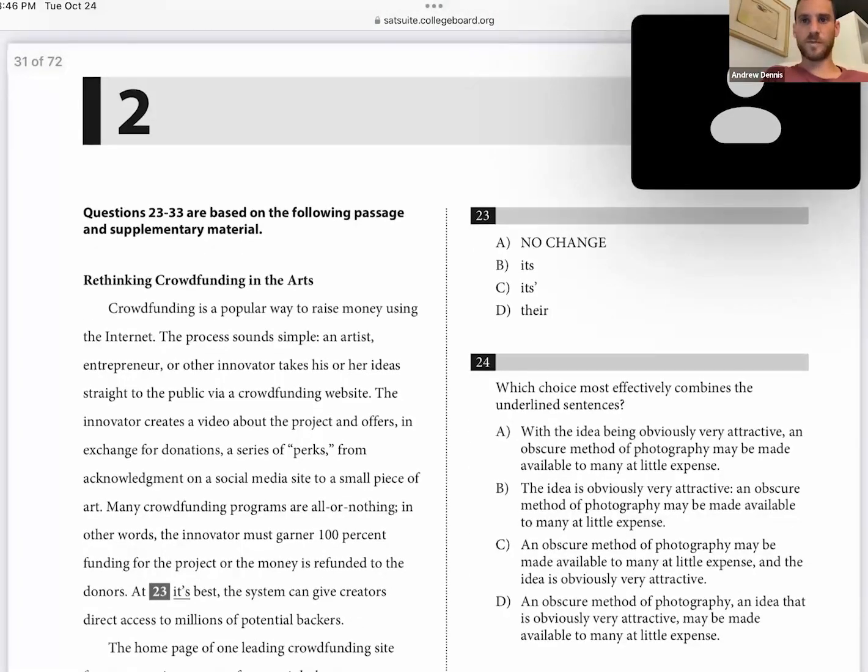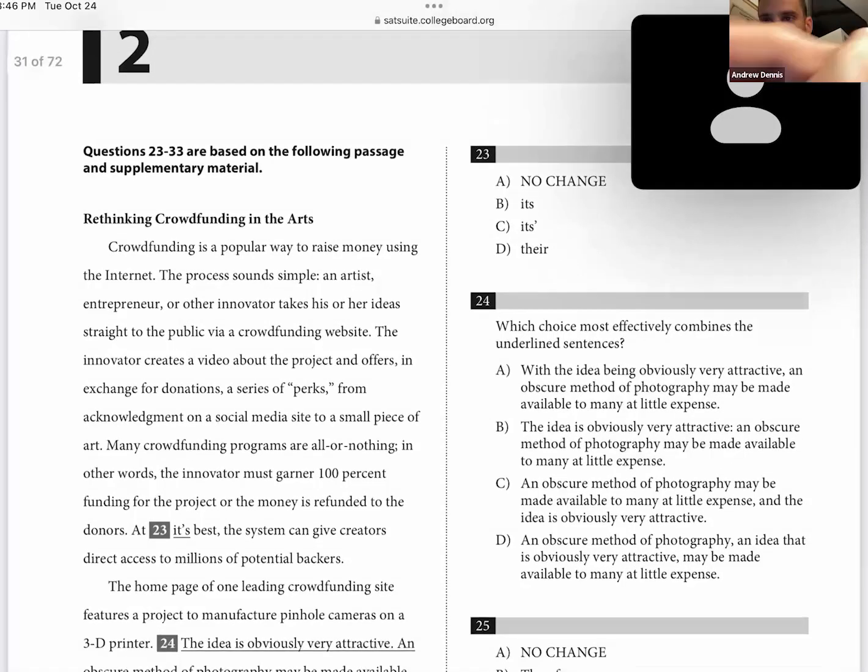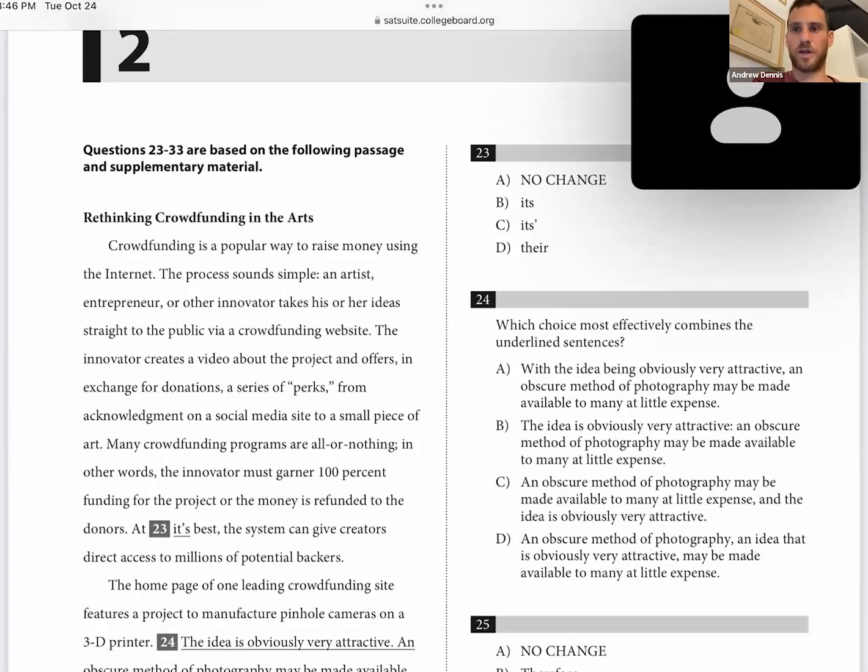All right. So the last passage, questions 23 to 33, are based on the following passage in supplementary material. Crowdfunding is a popular way to raise money using the internet. The process sounds simple. An artist, entrepreneur, or other innovator takes his or her idea straight to the public via a crowdfunding website. The innovator creates a video about the project and offers, in exchange for donations, a series of perks, from acknowledgement on a social media site to a small piece of art. Many crowdfunding programs are all or nothing. In other words, the innovator must garner 100% funding for the project, or the money is refunded to the donors. At its best, the system can give creators direct access to millions of potential backers.